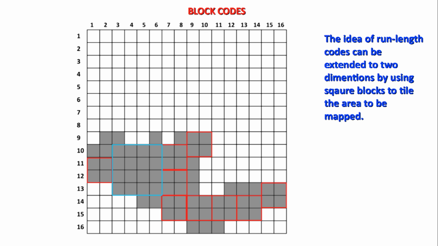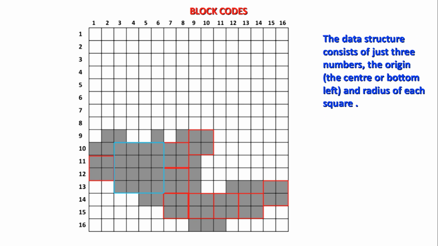So first this is coded, then next is smaller, 2 by 2, which is shown in red color, and then finally you reach the unit level, that is 1 by 1. As the name implies, first you search for the largest blocks, and block by block it is stored. The data structure in block codes consists of just 3 numbers: the origin, the center or bottom left. So we store where the block is starting and the dimension or radius, or size, of each square.